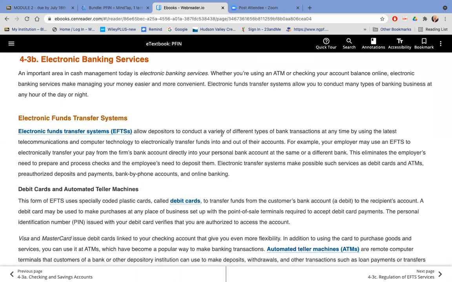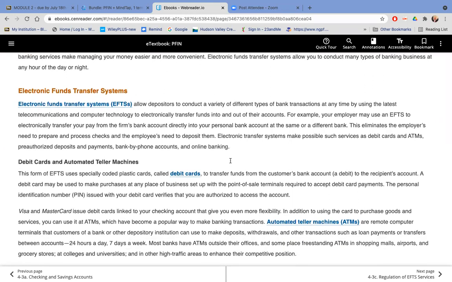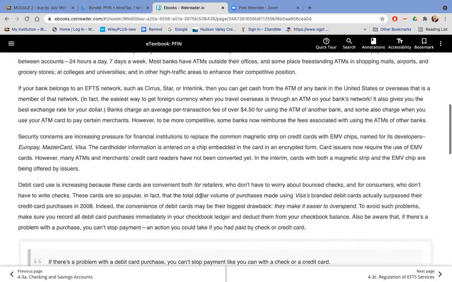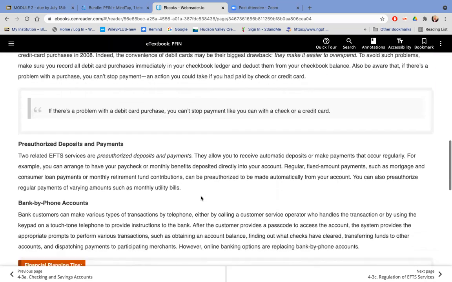That's what debit cards are allowing you to do. When you use a debit card electronically, you are moving money out of your account into the merchant's account when you use it, or taking cash out through an ATM. So all of these things are extremely important to understand.